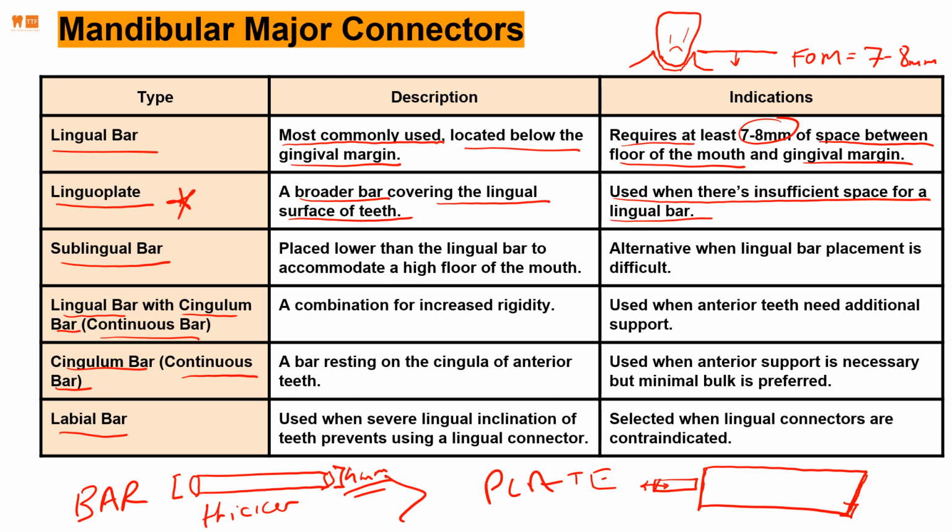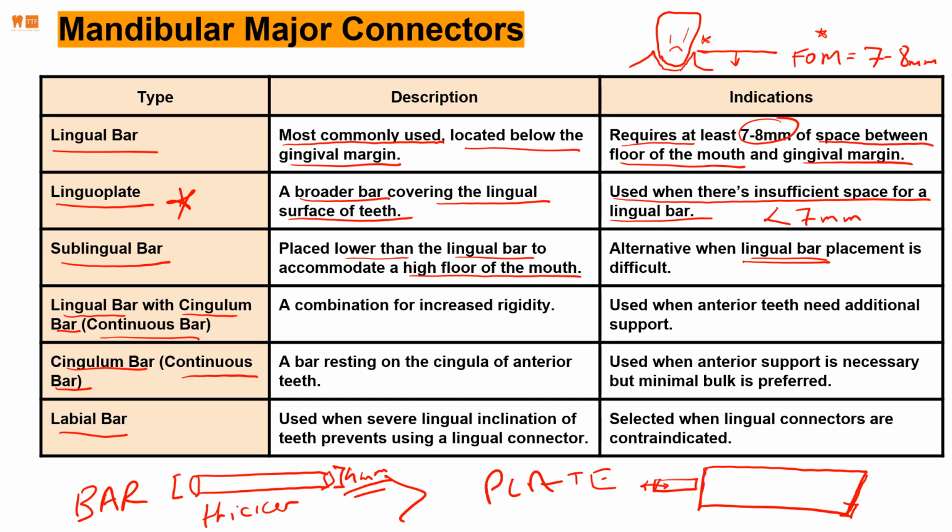So essentially what that means is whenever there is less than 7 millimeters of space from the gingival margin to the floor of the mouth, that's when you use a plate. Simple. So sublingual bar, what is that? Well, it's placed lower than a lingual bar to accommodate a high floor of the mouth. What that's trying to say is that whenever there is a requirement for an alternate to a lingual bar placement, that's when the sublingual bar comes in.